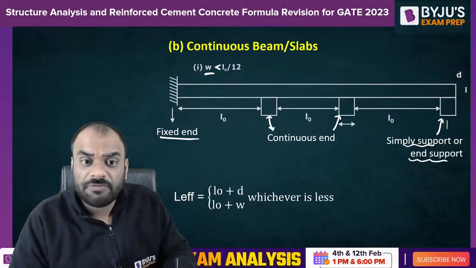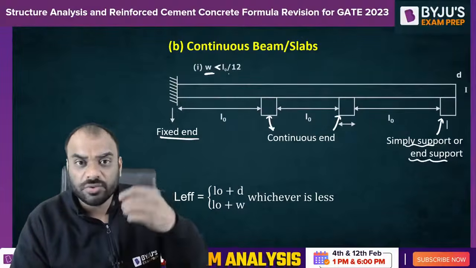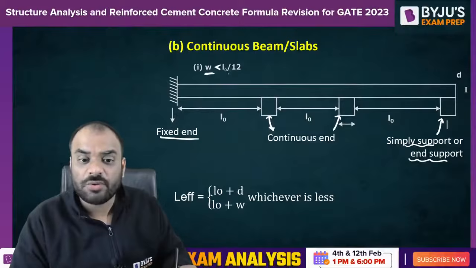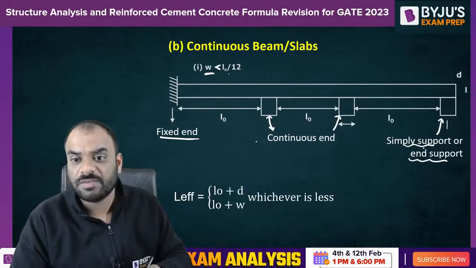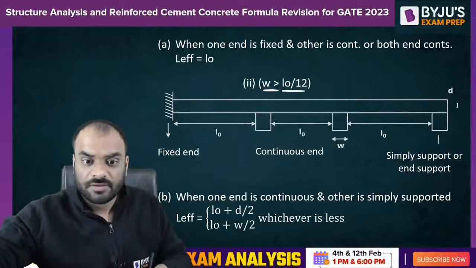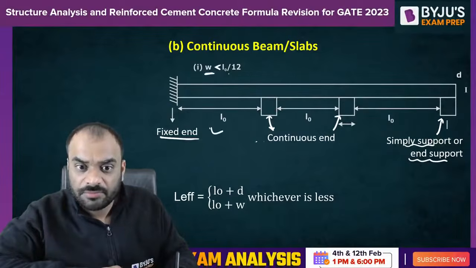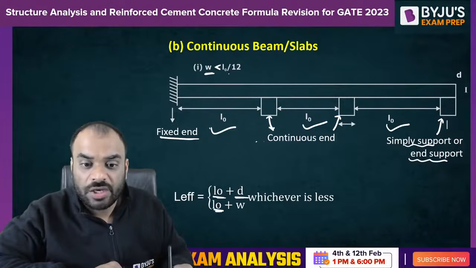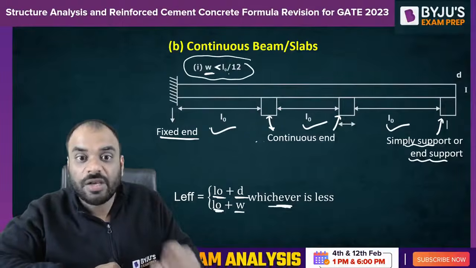So guys, if W is less than L0 by 12, then you need to use the formula which you have already used in the simply supported beam. So the same formula is applicable in this case also, right? So how to calculate the L effective in any of the cases, whether it is fixed or continuous or simply supported and continuous? In any condition, you need to use the same formula, L0 plus D or L0 plus W, whichever is lesser, that will be your answer when W is less than L0 by 12.